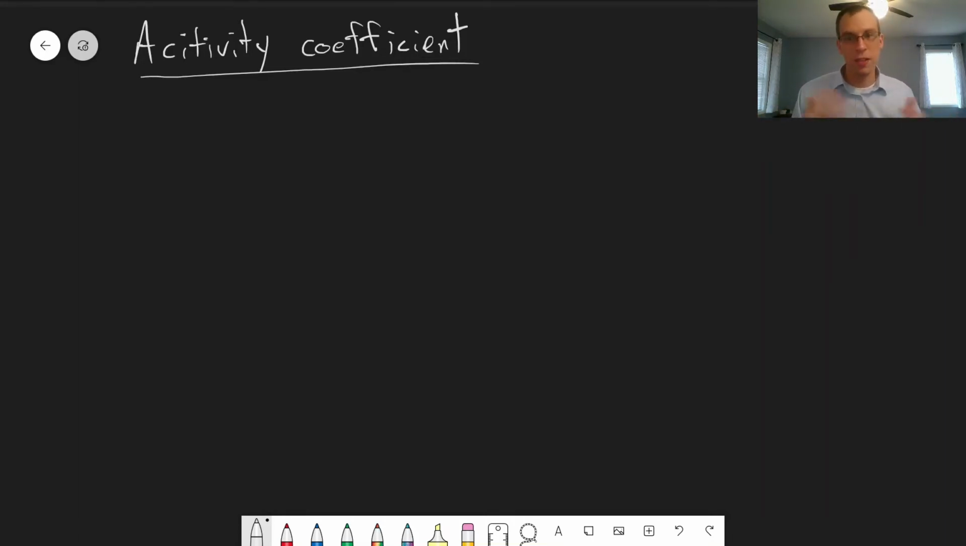How big is that ion? What's the charge on the ion? That will also affect the activity coefficient. So if we have, say, some chemical species C, not carbon, but just some chemical, we write the activity.